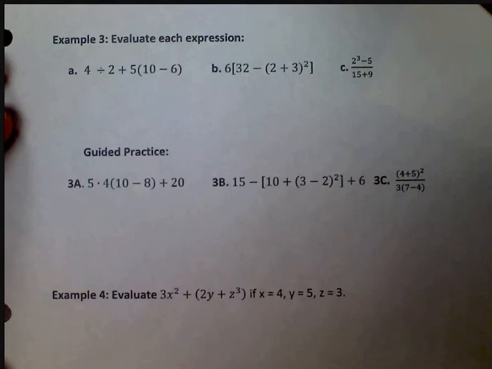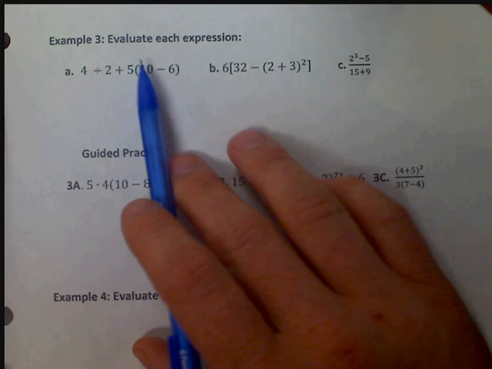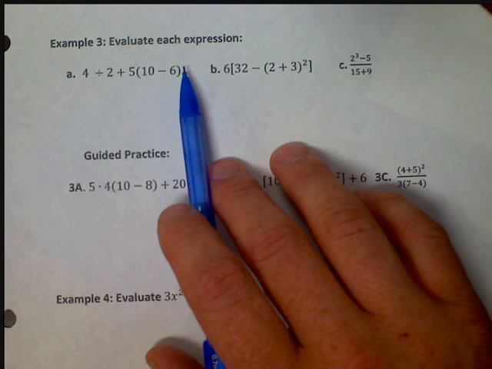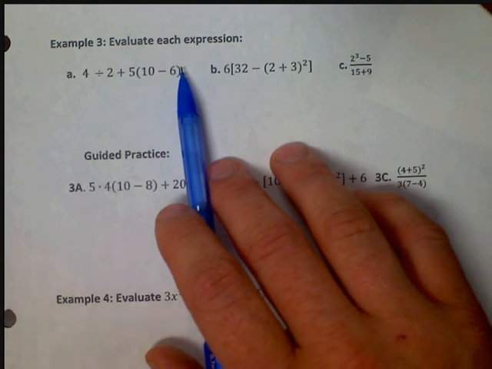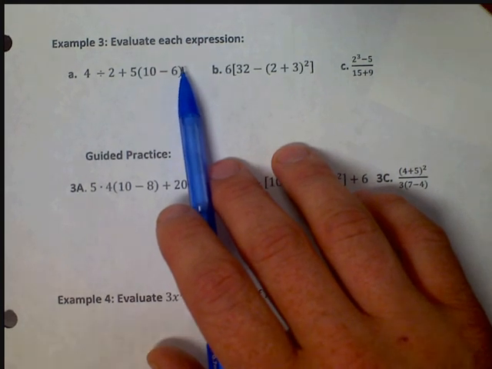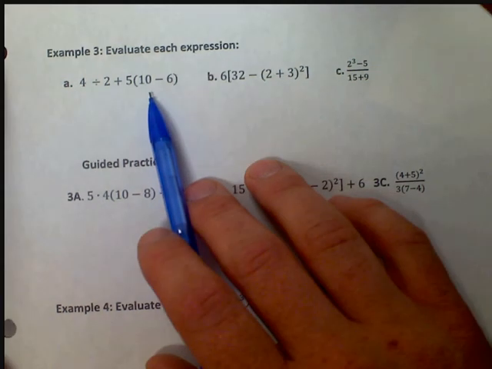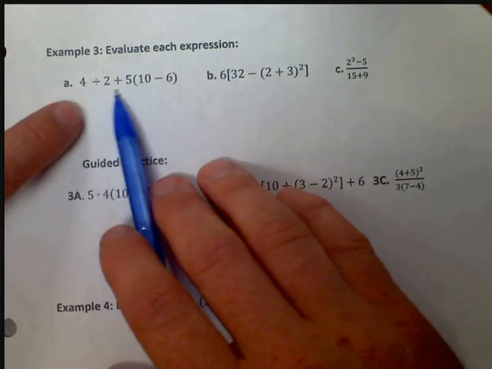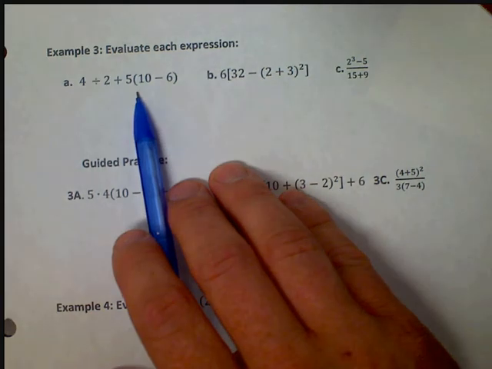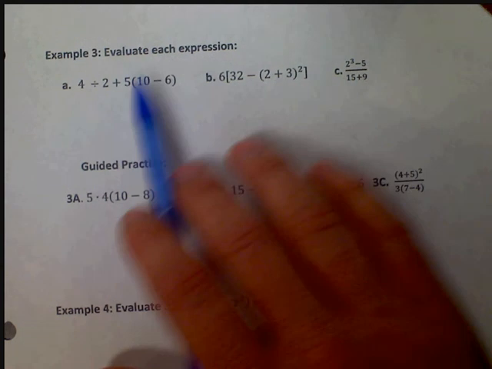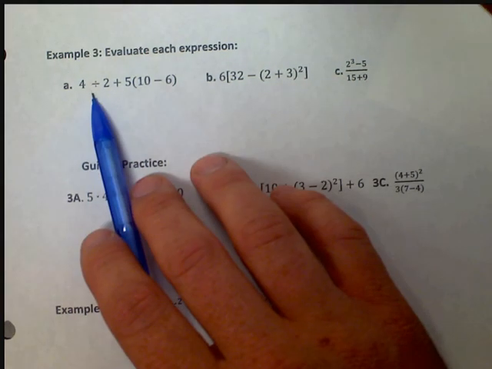We are now on example 3. Evaluate each expression, which you see on page 11 in your textbook. If you look at mine, it is identical with what you see in your book. In example 3, we are doing exactly what I've already taught you, so this is on the back of your paper. We have to evaluate letter A.